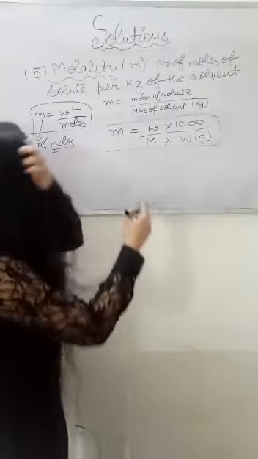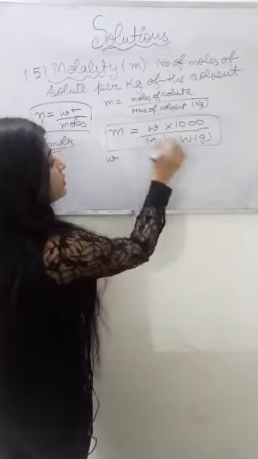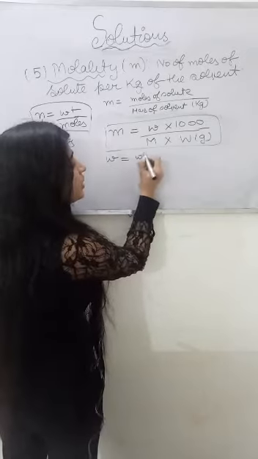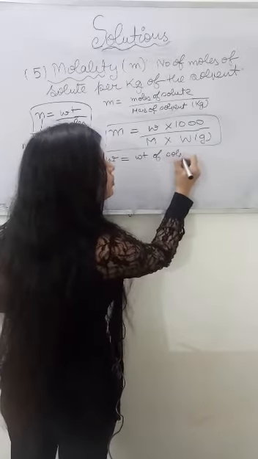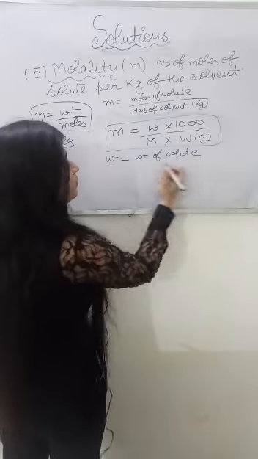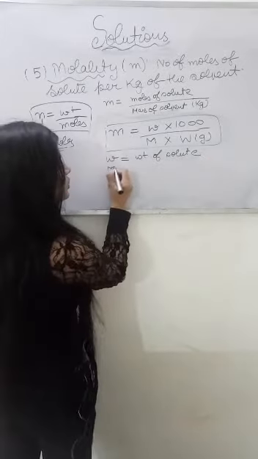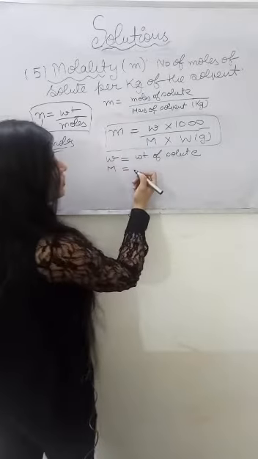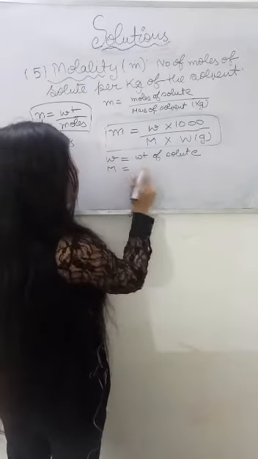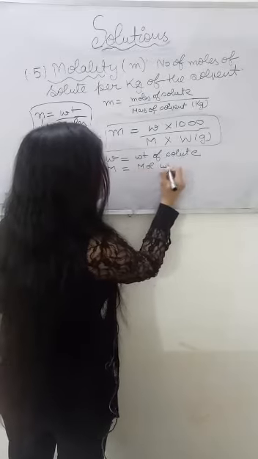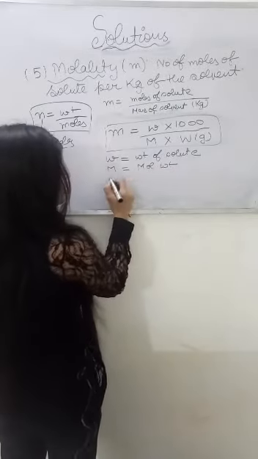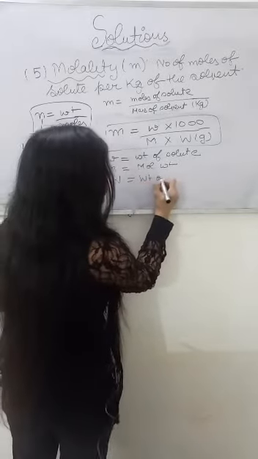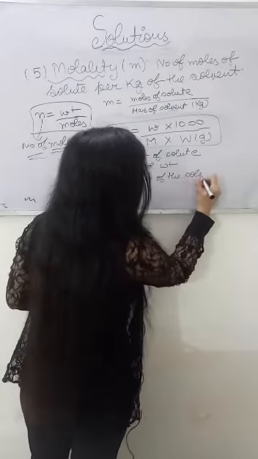Now we need to know what is the difference between these two. Small w is the weight of solute. Capital M represents what? Here I think there are no chances to get confused. Small m is molecular weight, obviously, and capital W, what is it? It is the weight of the solvent.